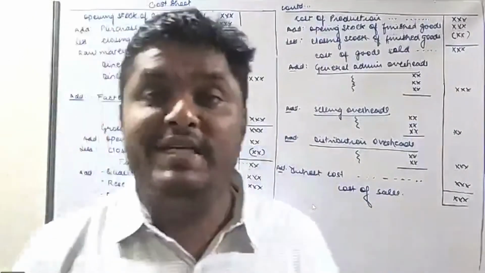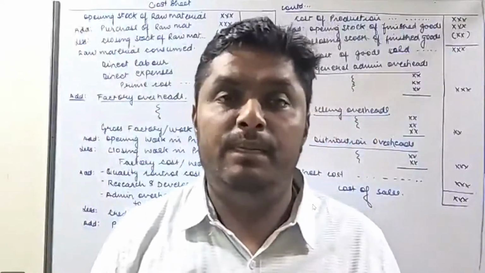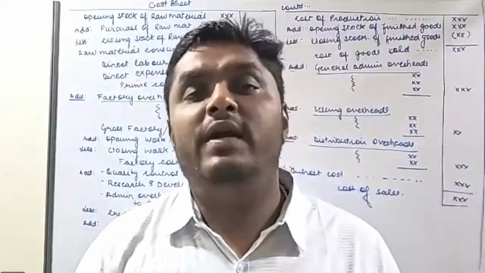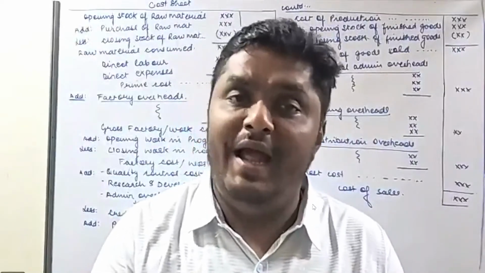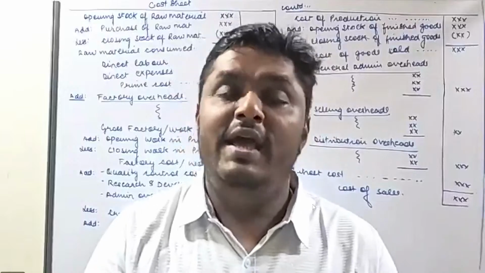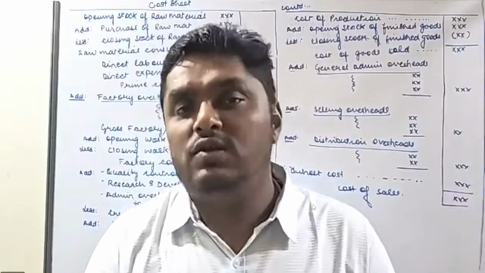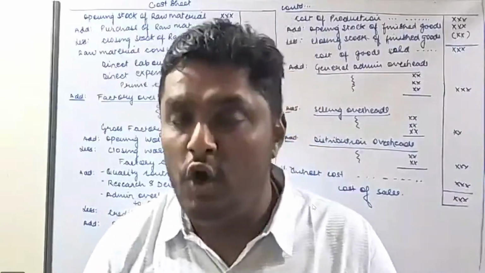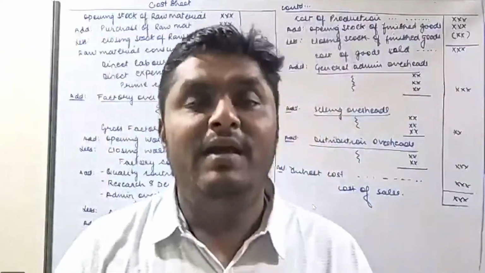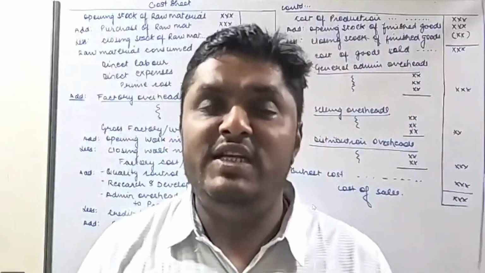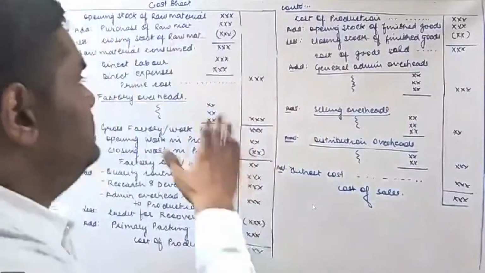So let's summarize what I have discussed till now. The cost statement, or we can say the cost sheet, will start from opening stock of raw material. We will add purchase cost of raw material and we will subtract closing stock of raw material. This is how we will get raw material consumed. In raw material consumed, we will add the direct labor cost and direct expenses. We will get prime cost.